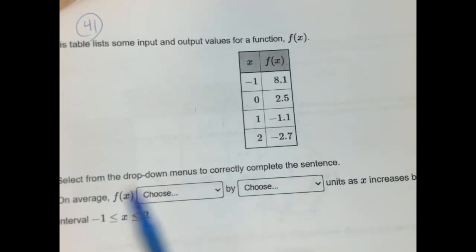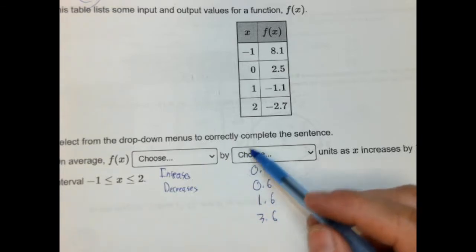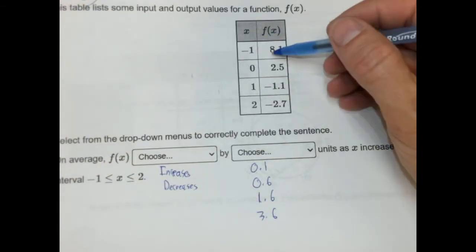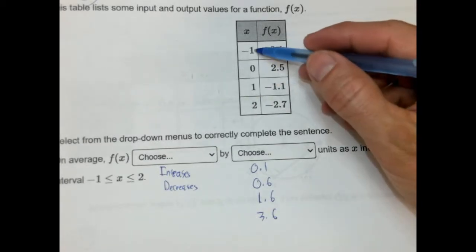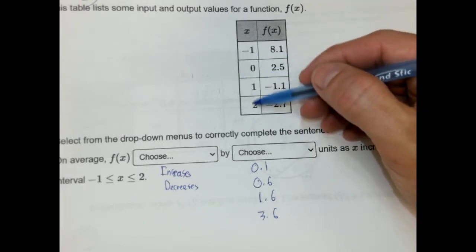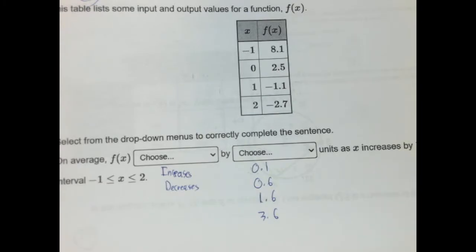Okay, so let me just pause it and I'll write down the options here. Okay, so I wrote down the options here. So on average, f of x either increases or decreases by blank units as x increases by 1. So as x goes up, what's happening to f of x? Is it increasing or decreasing? Well, we can do this first part pretty easily. As x increases, f of x is getting smaller and smaller. So it's going to be decreases for the first option.